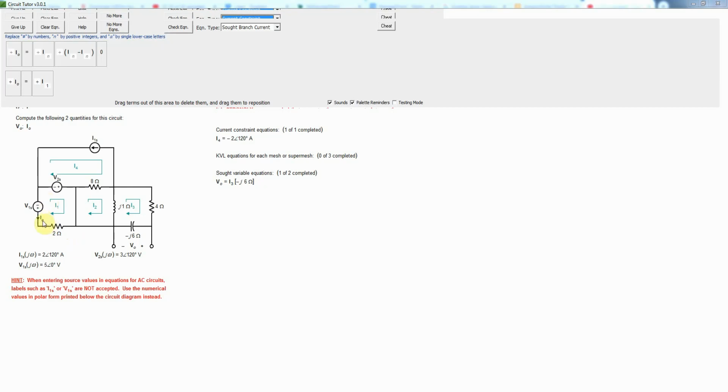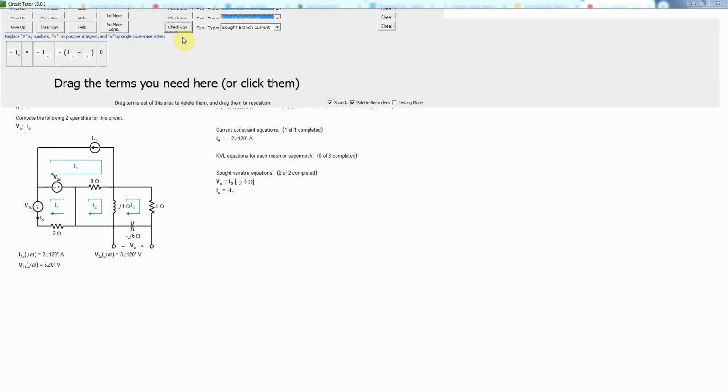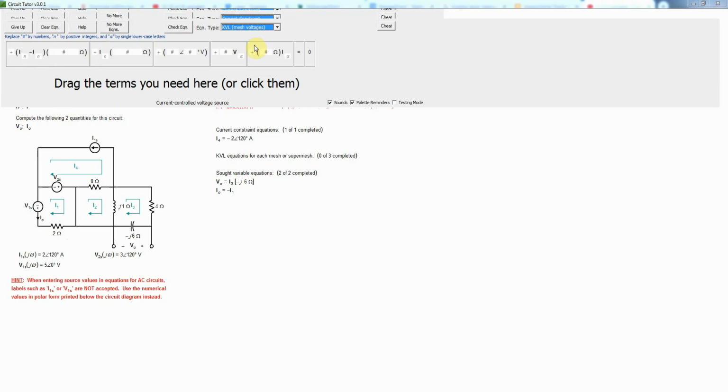I0 actually goes opposite to the direction. I0 goes down here, whereas I1 is going to flow up. So that needs a minus sign there to be correct. And we'll check that, and that is correct. So now we have our SOT variable equations. So now we're going to do the KVL equations, which are the more complicated ones, usually.